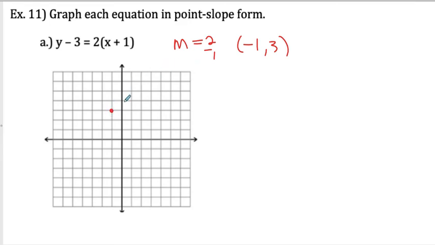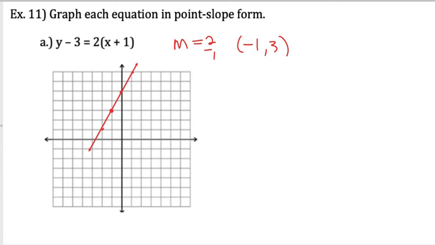And once you plot that point, you can use your slope to graph a few more points. I just went in the wrong direction though, because we want this to be a positive 2 slope. And so positive 2, and then I could go down to the left. And so once you have several points drawn, then you can grab a ruler and draw in a line passing through those points and make sure that you have arrows on your graph.